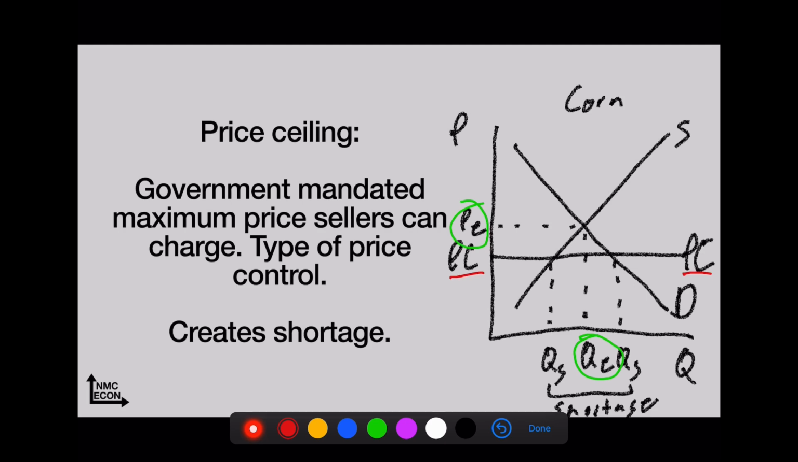Therefore, by moving along that PC curve until we hit supply, we can find quantity supplied. That's not very much. And then keep going to find quantity demanded. This is QD here. And that's quite a bit more. The difference between QS and QD is what we call a shortage.